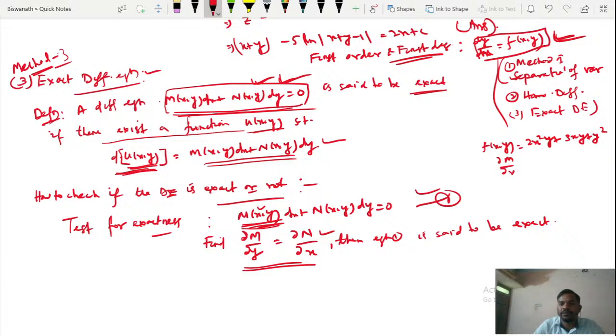So what is my del f by del x? The function is f, a function of xy. Now I am taking its partial derivative with respect to x, which means you will treat y as constant. In f of xy, whatever y there is, you treat it as constant. Now take the partial derivative of f with respect to x, treating y as constant.